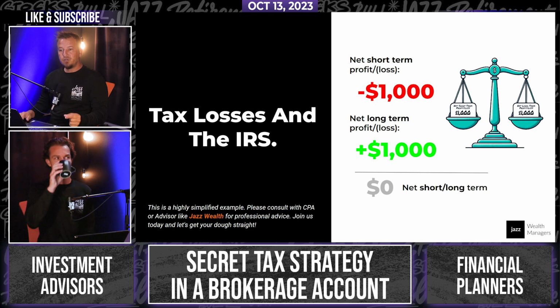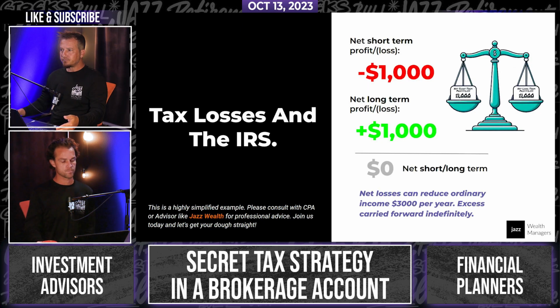And when you do have that result, in this case it's zero, but if the result were minus $4,000, well, $3,000 of it can go against your short-term or against your ordinary income. The rest can carry forward until you either use it the next year by having gains to offset it, or you just put it on your taxes, and that's the end of it.